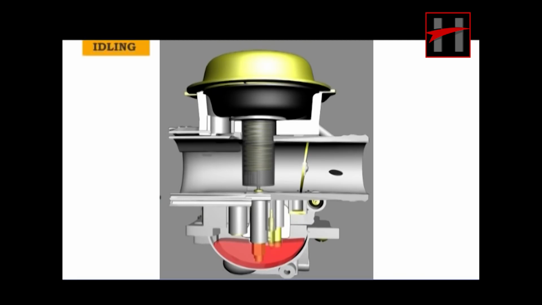During idling, the air enters the pilot circuit through the pilot air jet located in the pilot air passage, and the fuel is fed to the mixing chamber through the pilot jet. From the mixing chamber, the air-fuel mixture is sucked into the engine mainly through pilot outlet and supplemented by the bypass ports also.